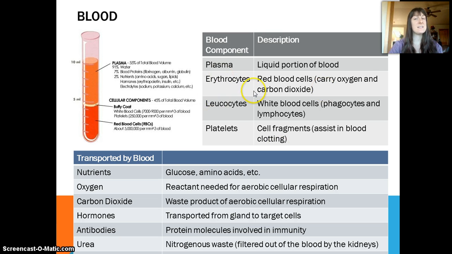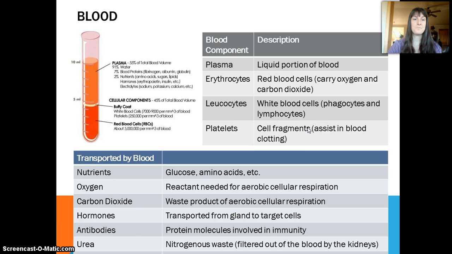You have our erythrocytes. Those are our red blood cells. Their job is to carry oxygen and carbon dioxide. We have our leukocytes. Those are our white blood cells, including phagocytes and lymphocytes. Their job is to primarily fight infection. And we have platelets. They're little cell fragments that are mostly going to assist in blood clotting if we ever get injured.